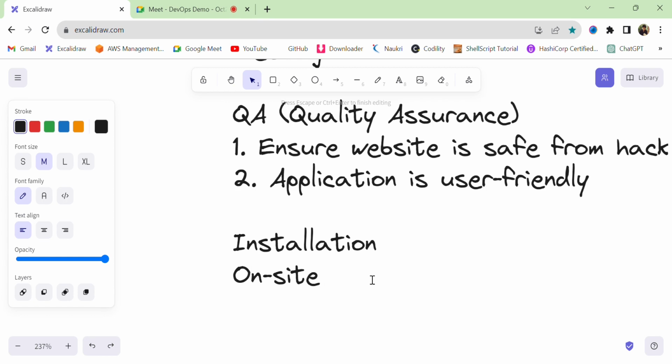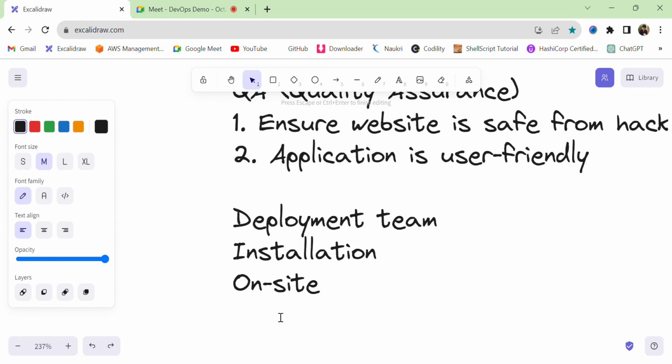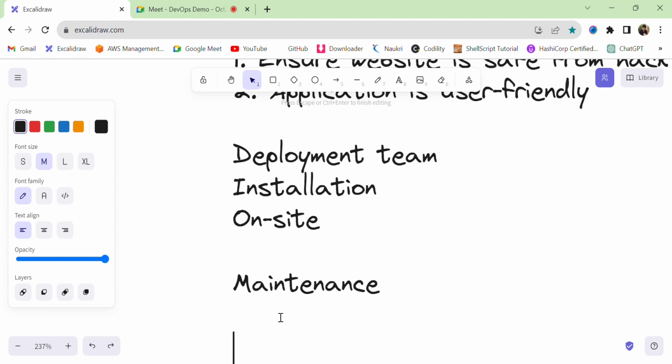And after that, the installation of the software and everything will be done by the deployment team. Okay, so we have a deployment team. The role of the deployment team is to install the software on site, and later on they will do the monitoring, and the maintenance part will be done. Okay, so once the software is installed, the maintenance and monitoring stages will come.